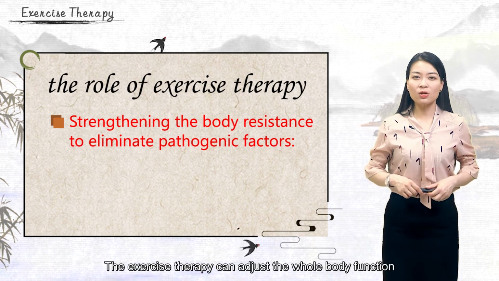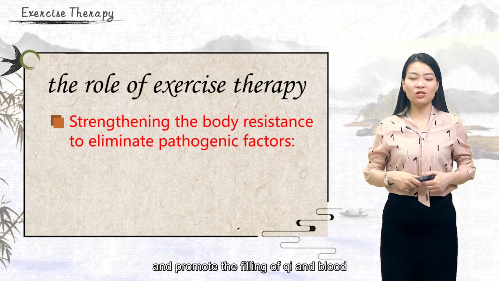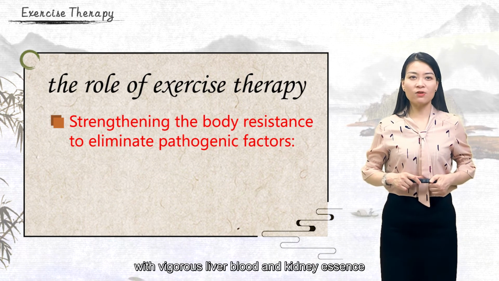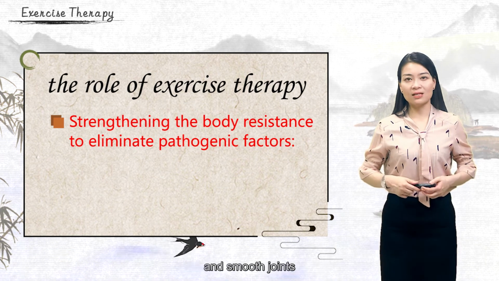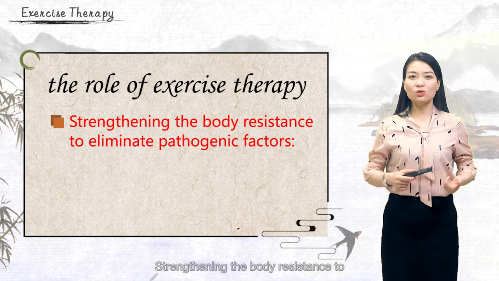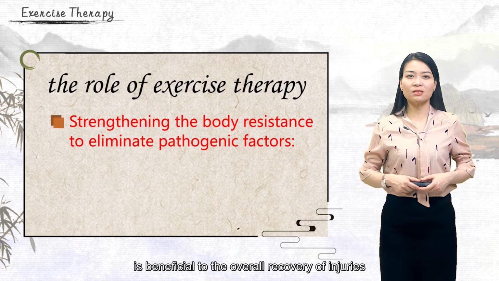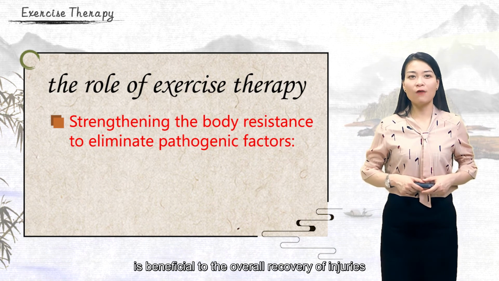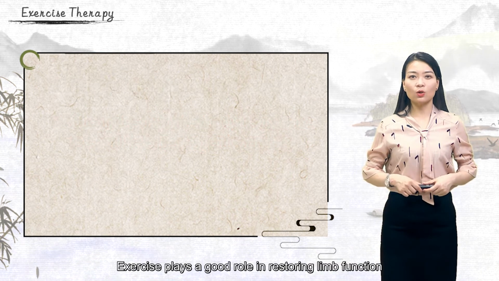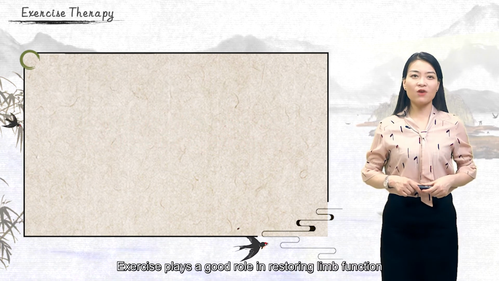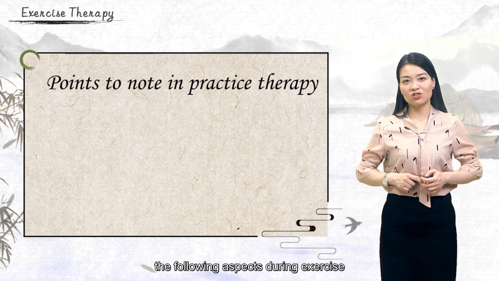The exercise therapy can adjust the whole body function and promote the filling of qi and blood with vigorous liver blood and kidney ascension, strong bones and muscles, and smooth joints. Strengthening the body resistance to eliminate pathogenic factors is beneficial to the overall recovery of injuries and the whole body. Exercise plays a good role in restoring limb function. However, attention should be paid to the following aspects during exercises.